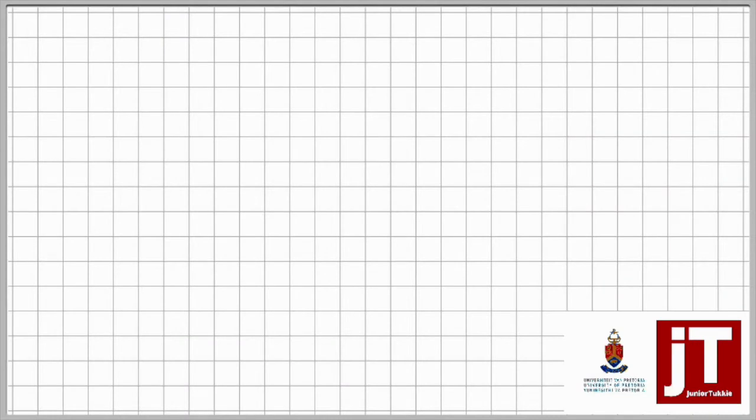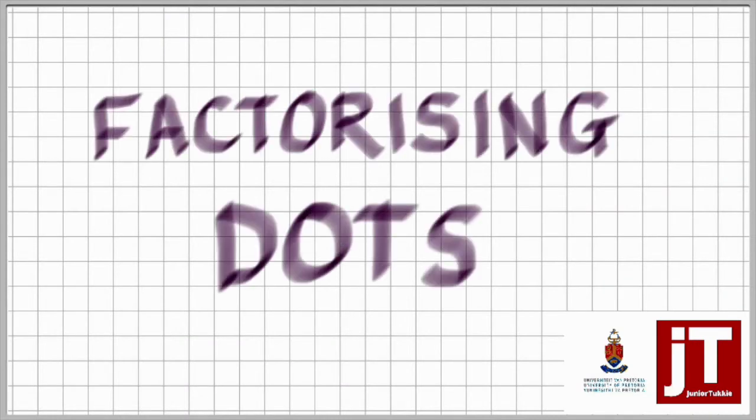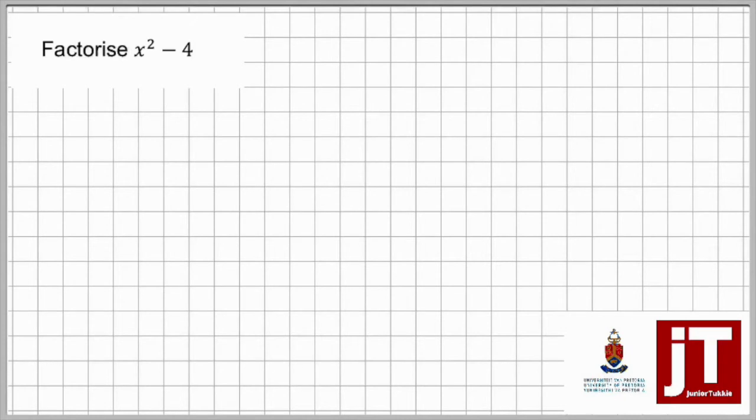In this practice video, we will practice how to factorize DOTS. Now what do I mean by DOTS? I simply mean the difference of two squares. The first problem reads, factorize x squared minus 4.